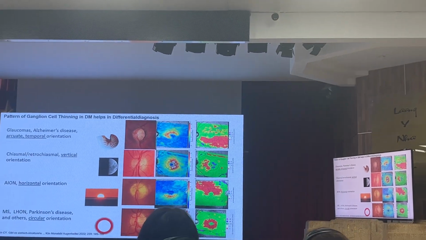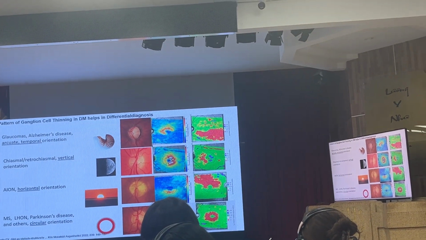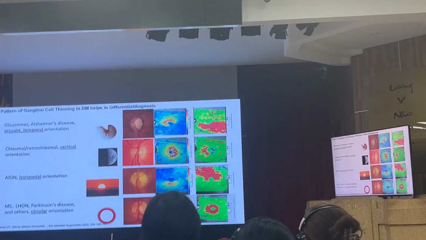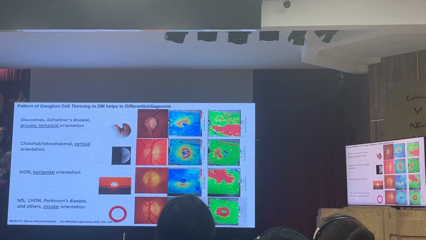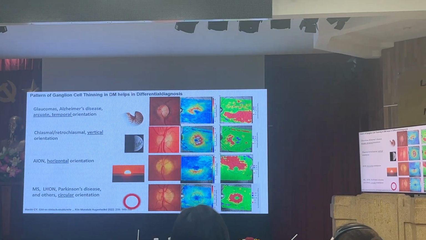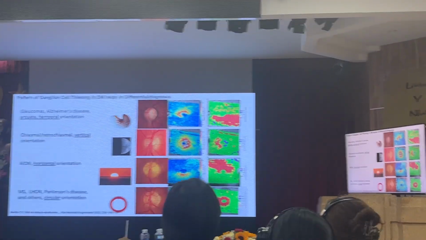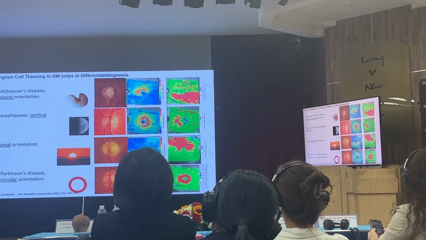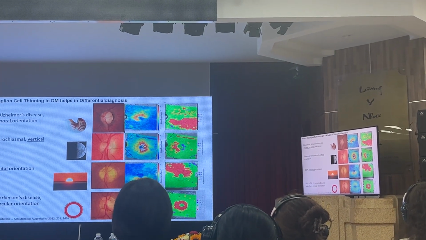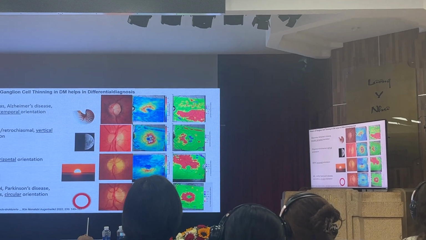And this red circle sign, as I've shown, may appear very early in the stage of an inflammatory disease like multiple sclerosis, and may be helpful to present the patient to the neurologist at an early stage and not say it's an aggravation and just treat the dry eye of the patient.